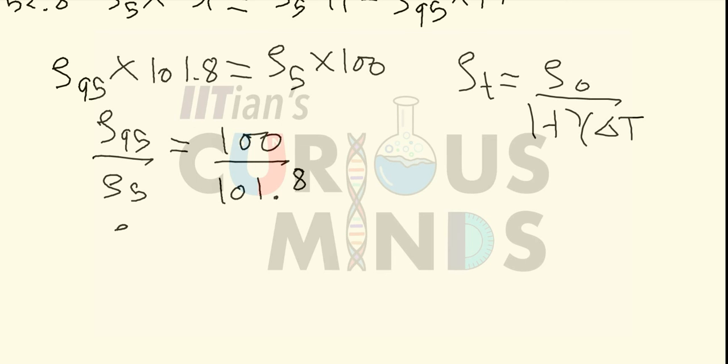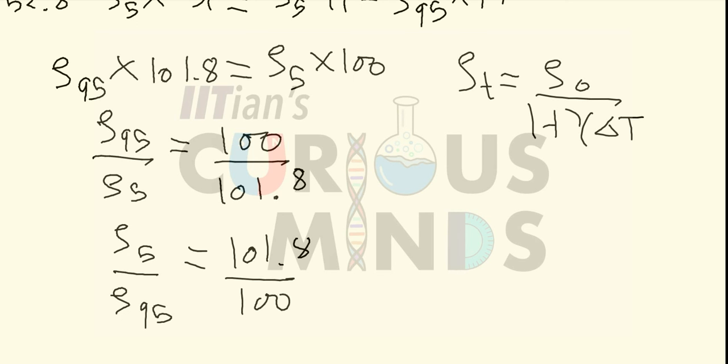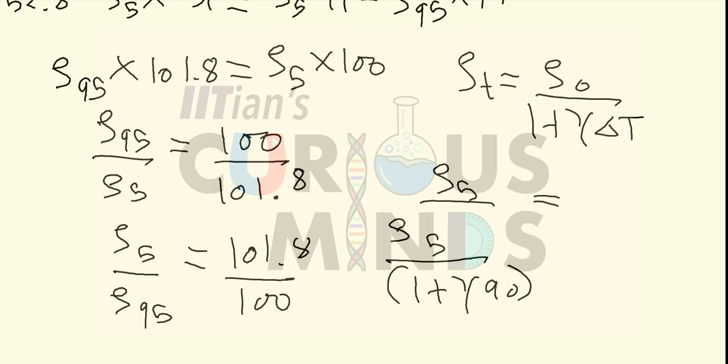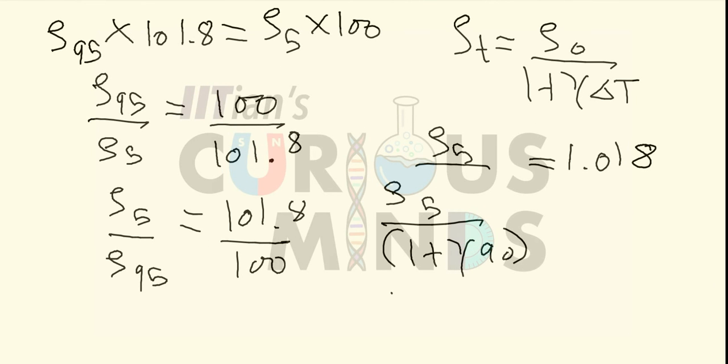Now if I rearrange this term, rho 5 divided by rho 95 will be equal to 101.8 divided by 100. So if I substitute the value of delta T, I can write rho 5 divided by rho 95 as 1 plus gamma delta T, the change in temperature being 90 degrees Celsius, which is equal to 1.018. So 1 plus gamma into 90 will be equal to 1.018.